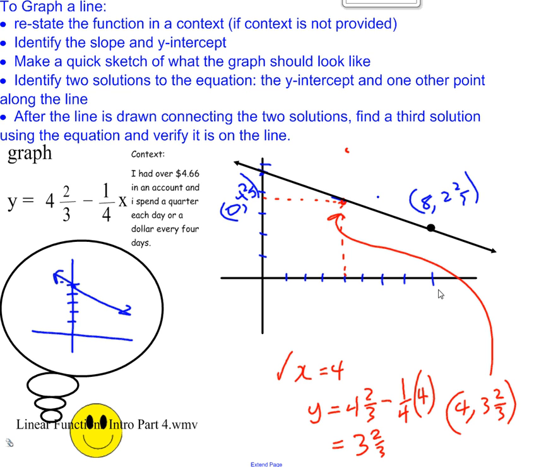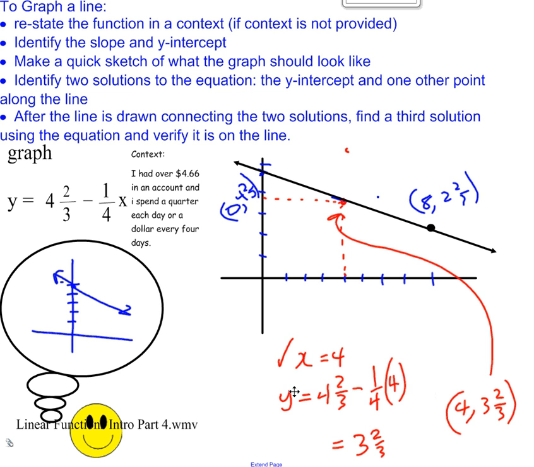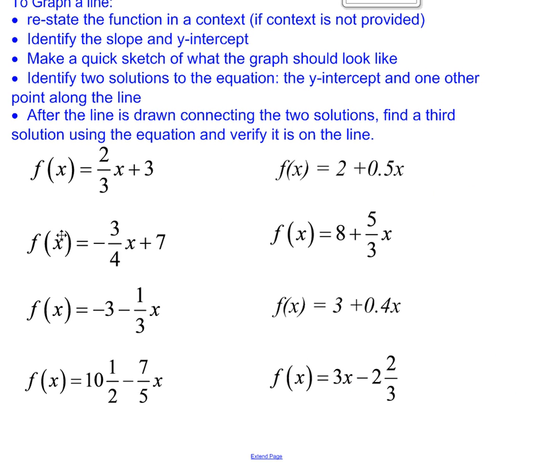And I said 8 days later, I'm going to lose $2 every 8 days. So I go from 4 2/3 to 2 2/3, and then I draw a point and the line. Finally, I pick another value for x, like 4, sub that into the equation, and get y equals 3 2/3. And I go over 4, up 3 2/3, and sure enough, that again is a solution to my equation and a point on the line. So that's what you need to do for these.